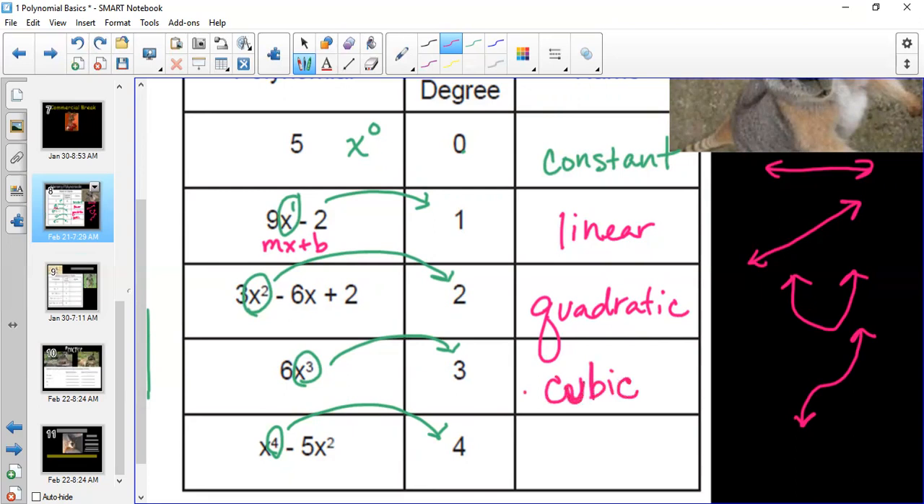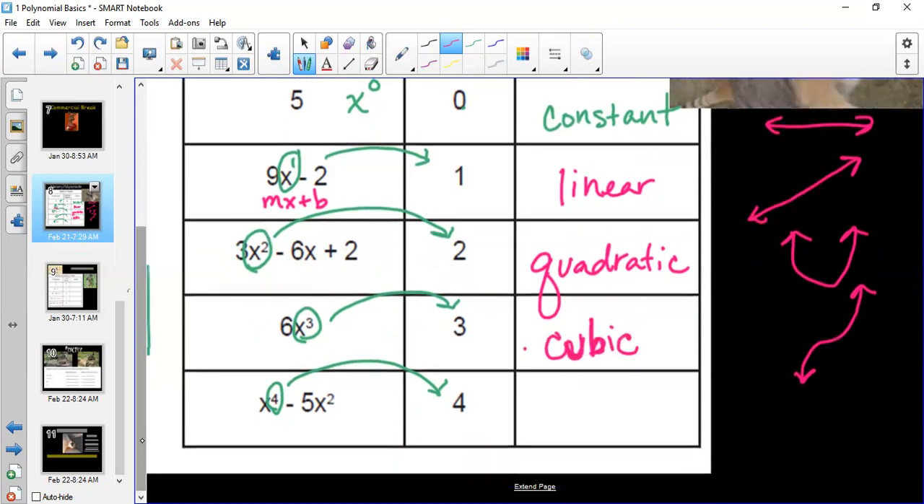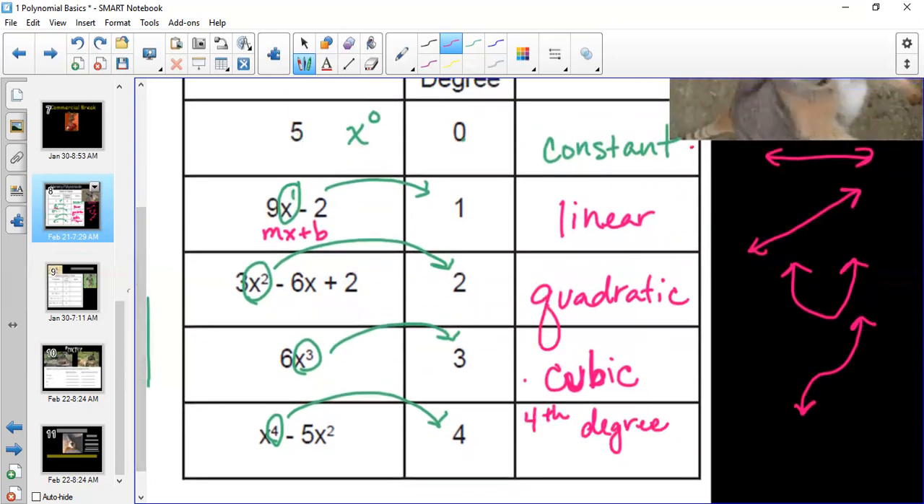And anything after that, we are not going to require you to memorize. You can just say the 4th degree. If it was a 5, you'd say the 5th degree. If it was 100, you'd say the 100th degree. So the ones that you're going to be asked to memorize are constant, linear, quadratic, and cubic. Anything after that, you can just say whatever the degree actually is. Okay, now this is naming them based upon their degrees, their exponents.